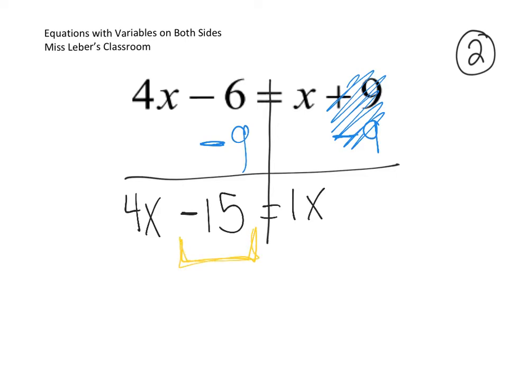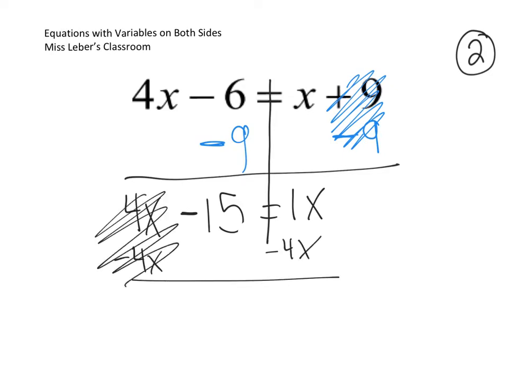That's good to go. But I still have a variable on both sides. So what I'm going to do is move one of them over. And I'm going to say, okay, well, if I already have the number on this side, good to go, how about I subtract the 4x and move that over? So again, that's going to cancel out.